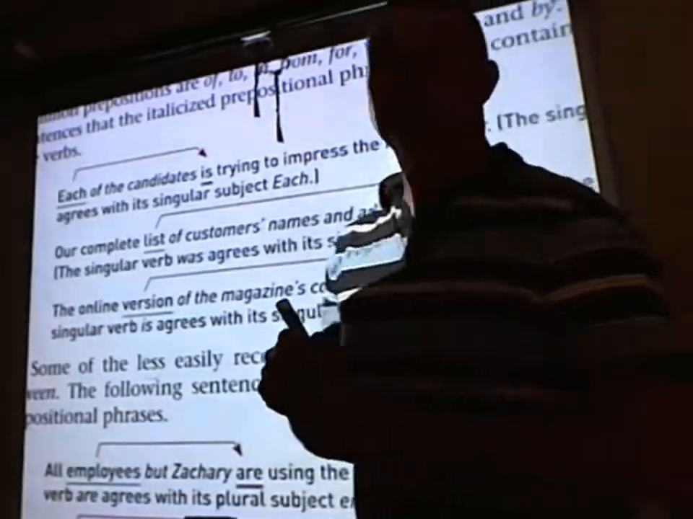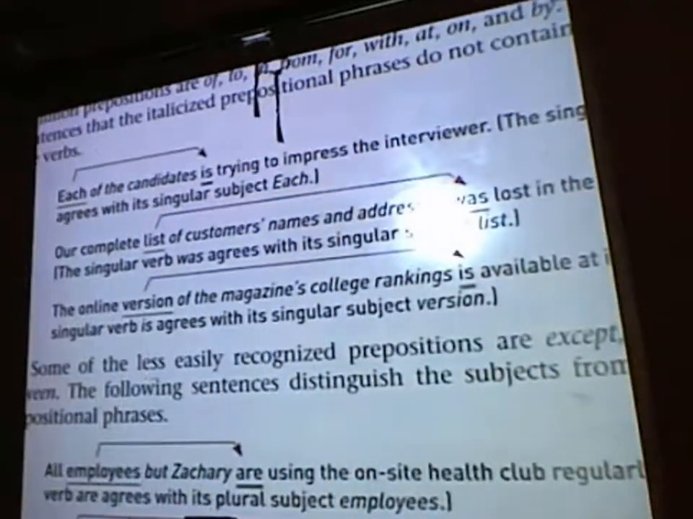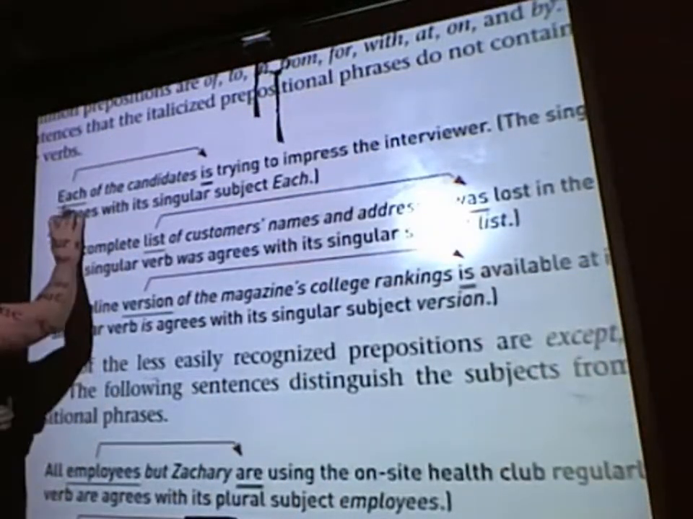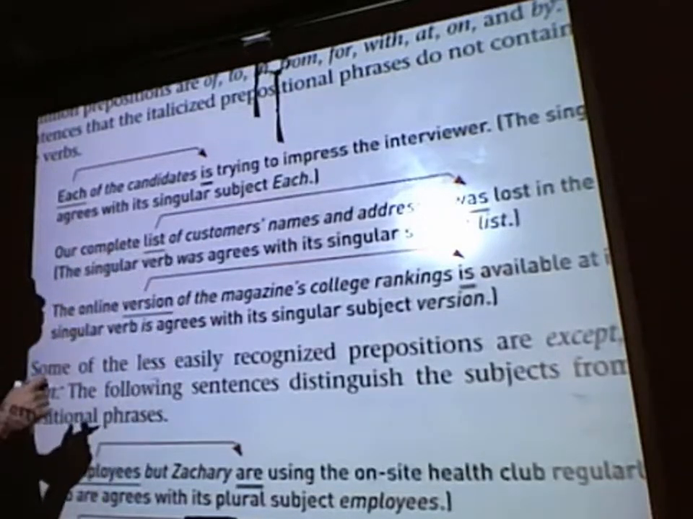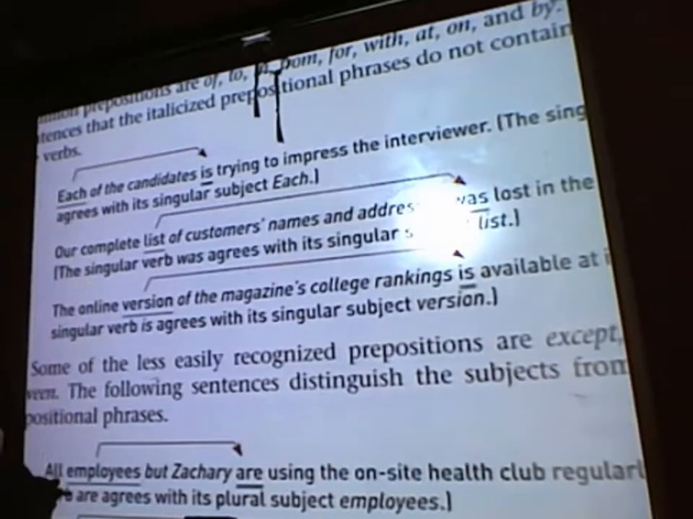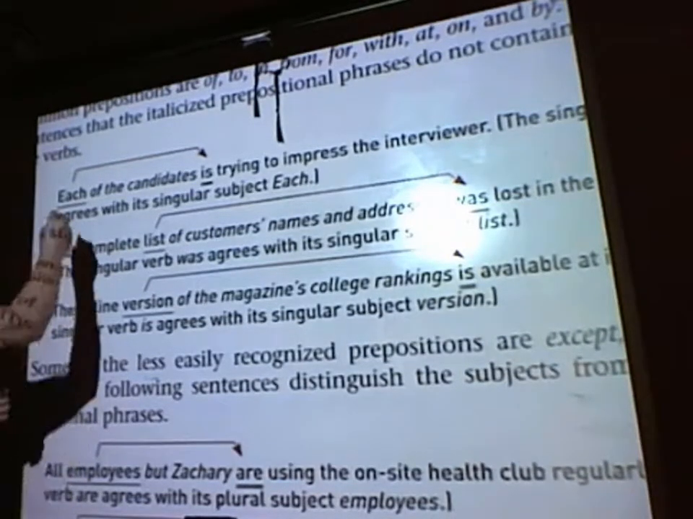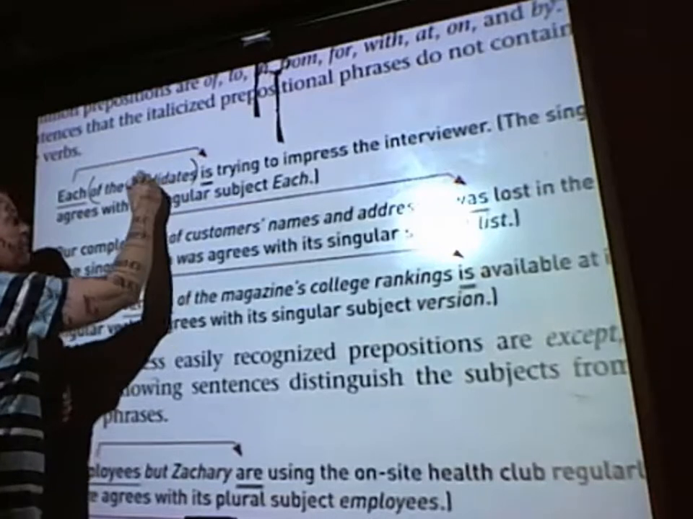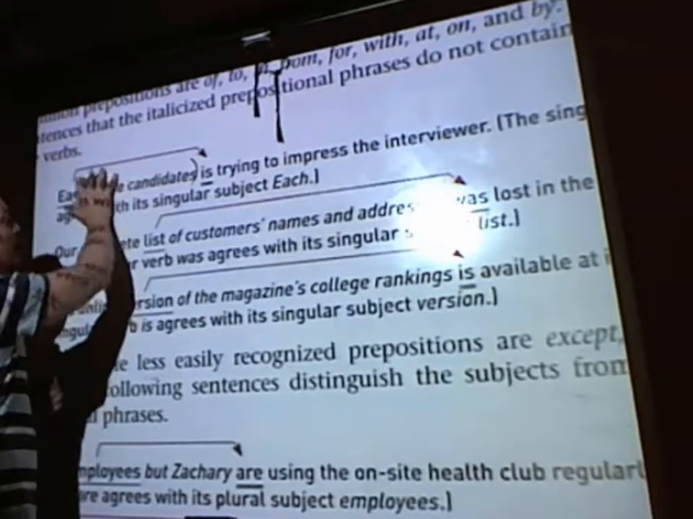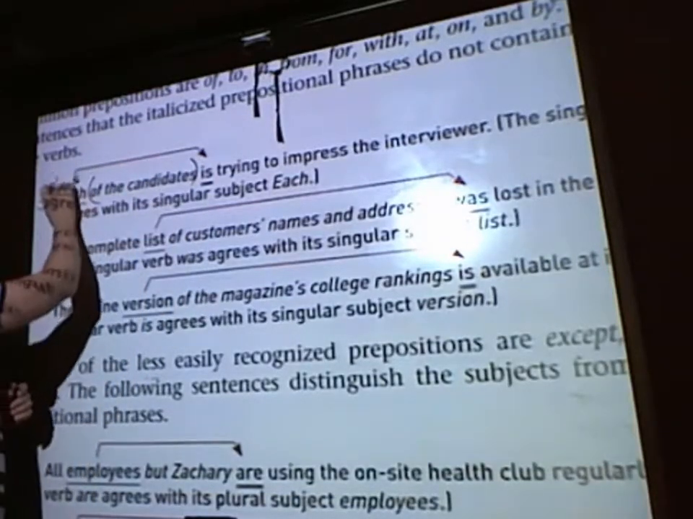So let's look at this example here. Each of the candidates is trying to impress the interviewer. Well, the word each is an indefinite pronoun, which is always considered to be singular. The word of the candidates, that's plural right there, but we're going to disregard it. Each is a singular subject, so we need to use a singular verb, is.